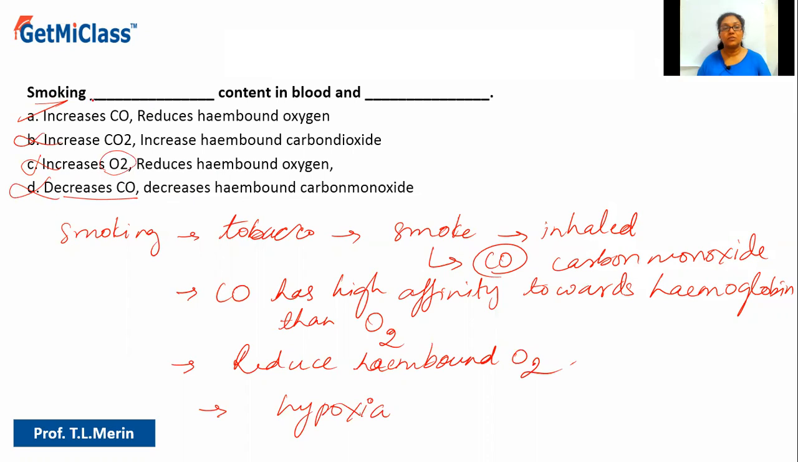So we can say that smoking increases carbon monoxide content in the blood and reduces heme-bound oxygen. So option A is the correct answer. Let us conclude: the answer is option A.